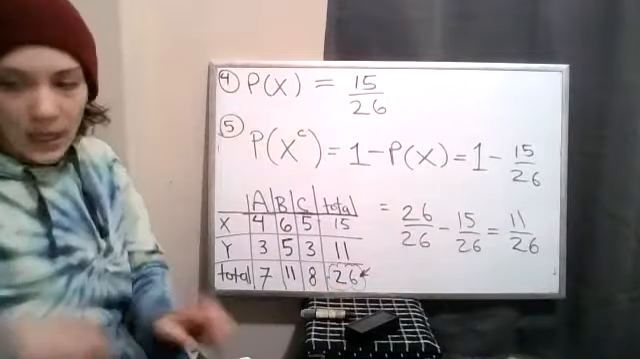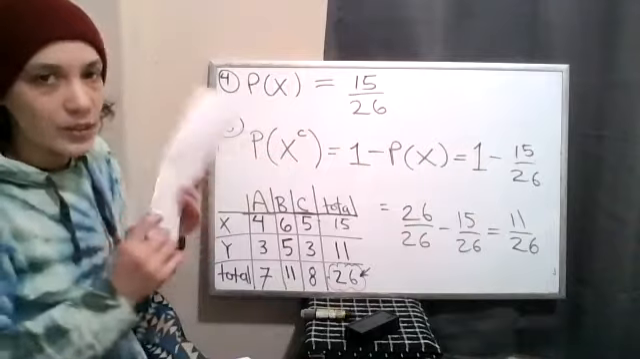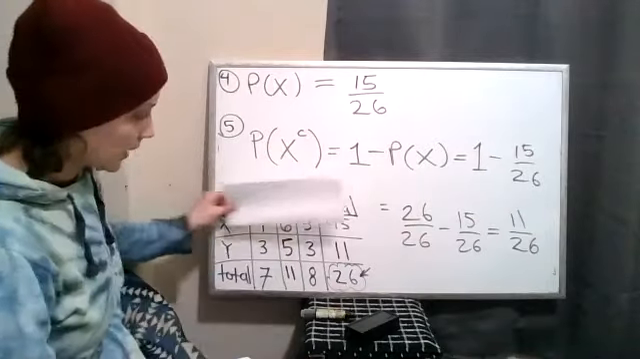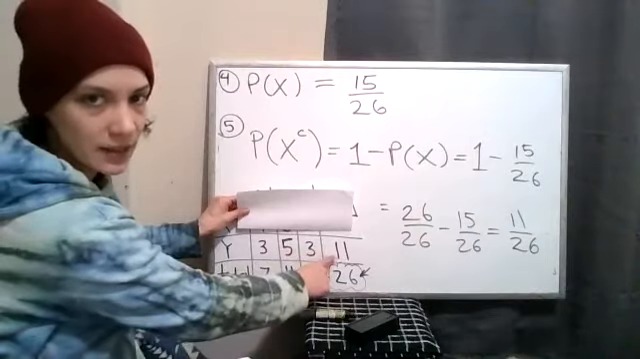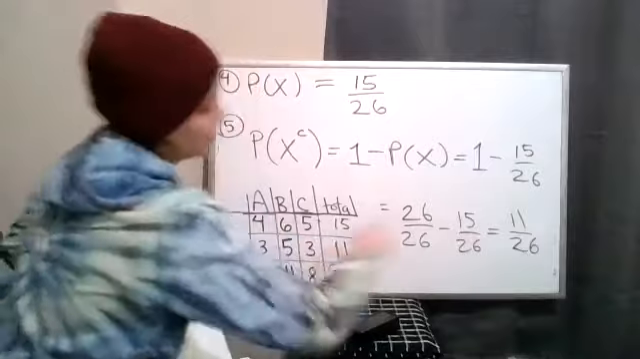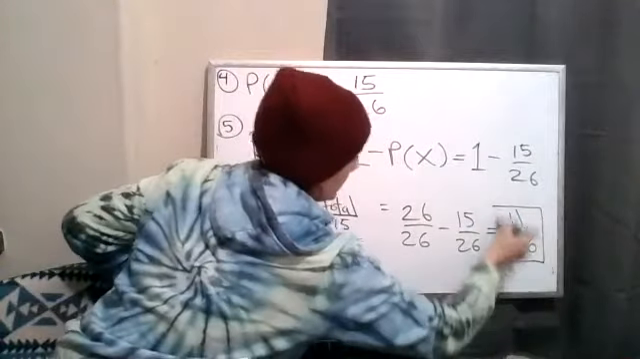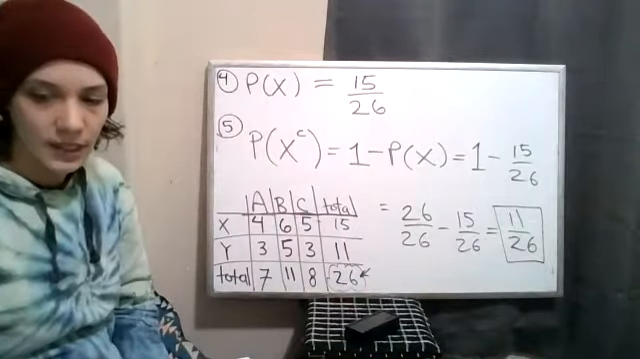Also, you can go to your table and you want the complement of X. So we don't want event X. Block it out. The other event is Y, and that's 11 left over out of 26. I did get this correct.